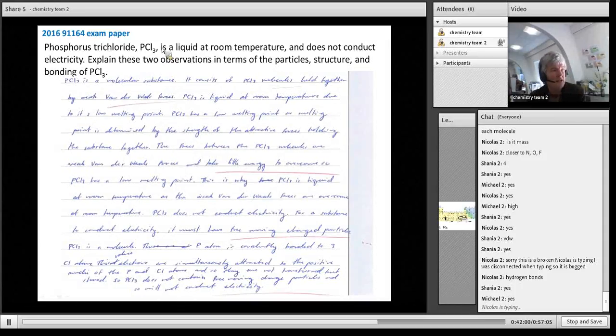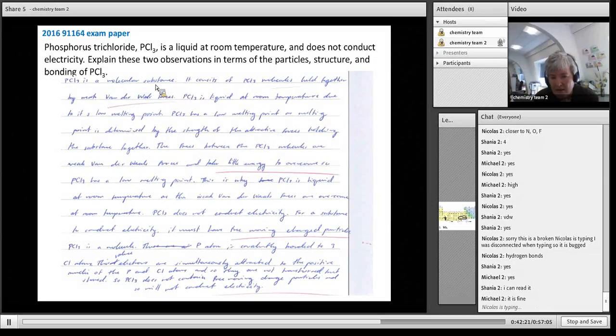But can you see he first starts off by saying what sort of substance it is? Okay, it's always a good idea to start off with that. So it's a molecular substance. Can you read this, by the way, or is the writing too small? I was a bit worried about that. You can read it. Okay, fine.